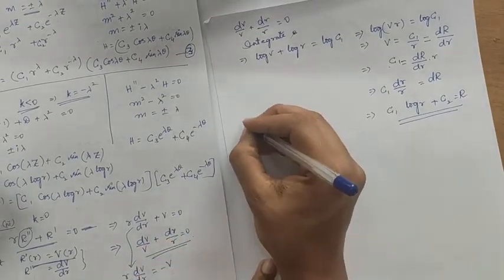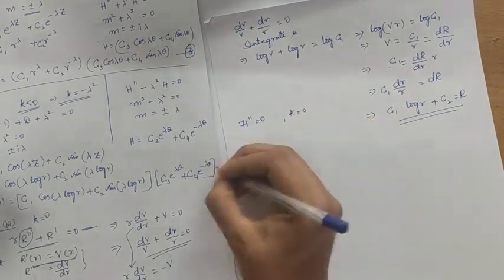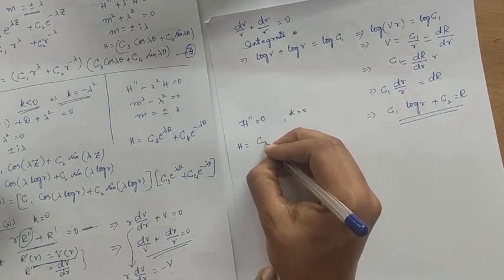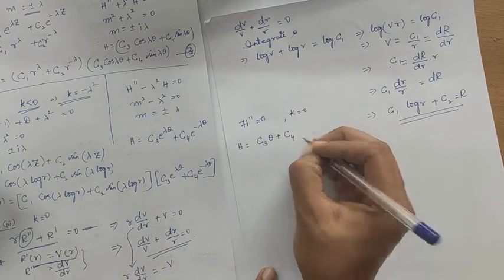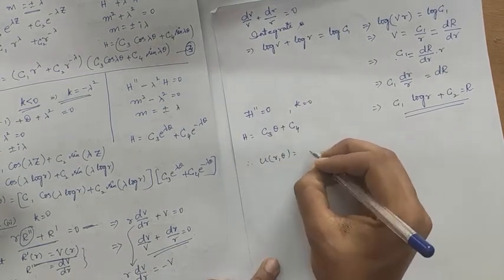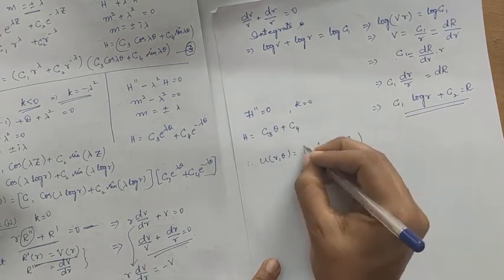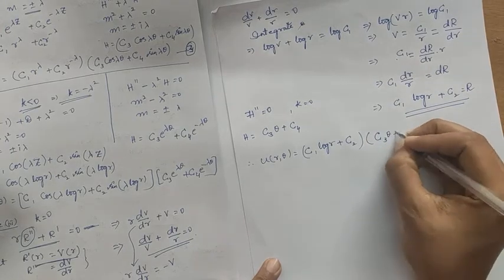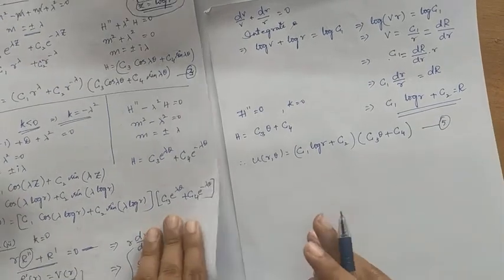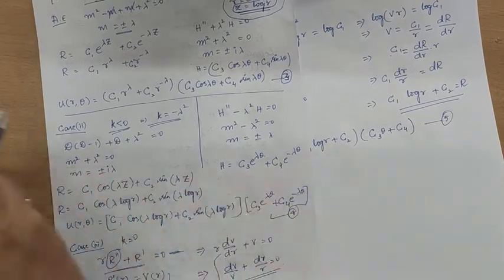Next, what will happen to h? H double dash equals 0 in the case of k equal to 0. If you integrate this twice, you will get h equals c3 theta plus c4. Therefore u of r comma theta equals c1 log r plus c2, into c3 theta plus c4. I will call this equation number 5. So now we have equation 3, equation 4 and equation 5.